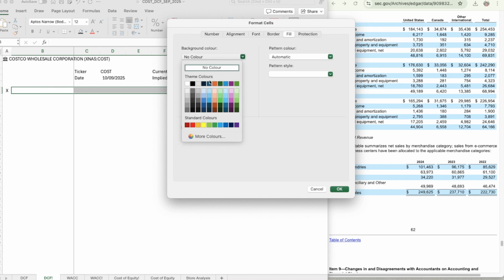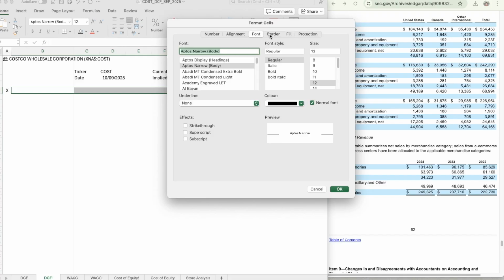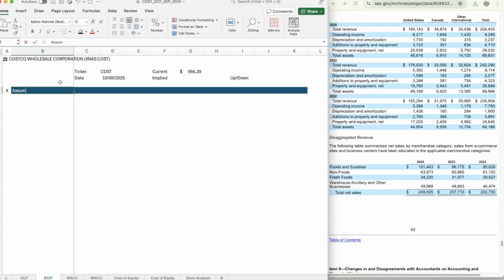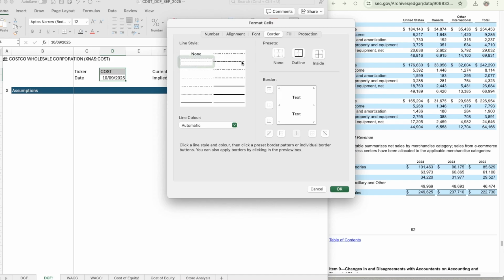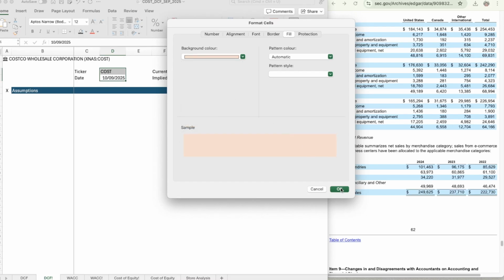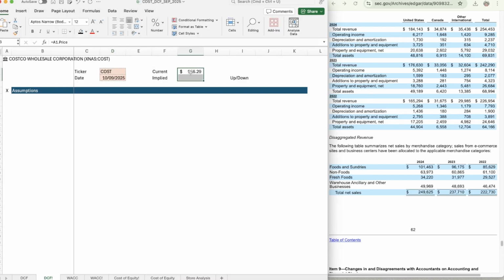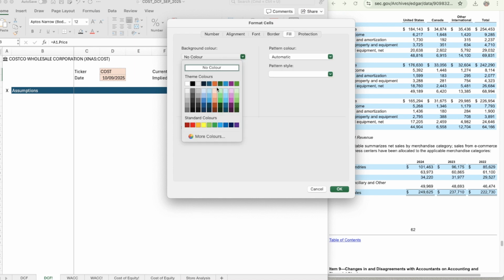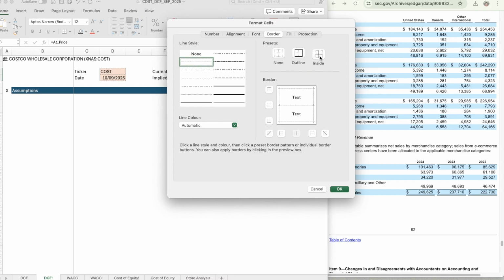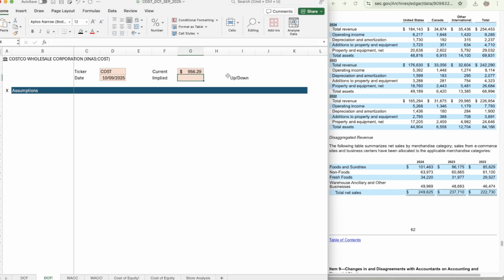I like to use this sort of darkish blue, but the font is white. And we call it assumptions. As well, let's just put a bit of a border and then no fill. We want this color, we want the border just like that. And we take here and we go boom, sorted.